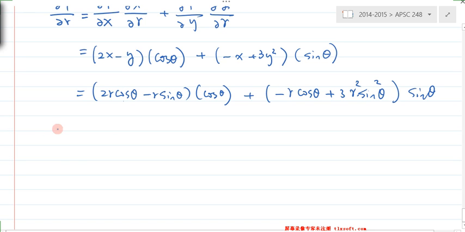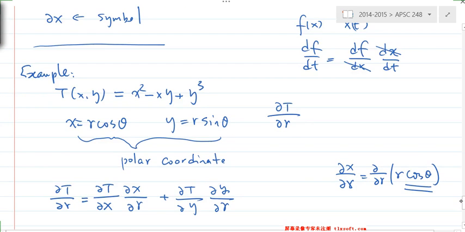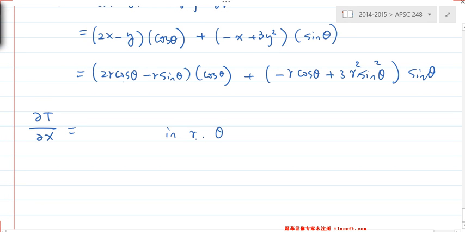Now, the question here is, can you calculate partial t over partial x and express this using r and theta? You see what I'm saying? So calculate partial t over partial x in r and theta. Because if I just let you calculate partial t over x, that's kind of too simple, right? And then you express that in r and theta. It's actually not that bad.